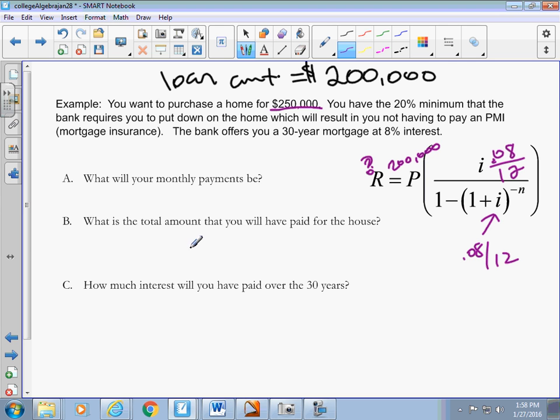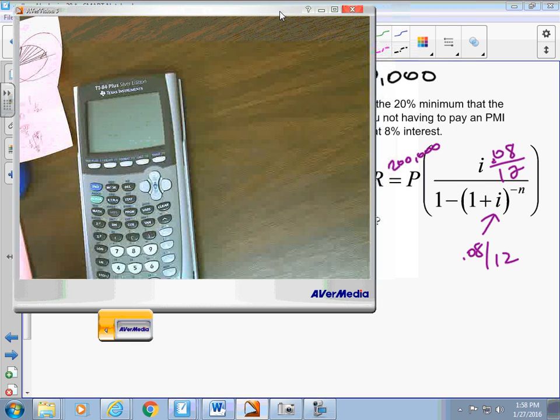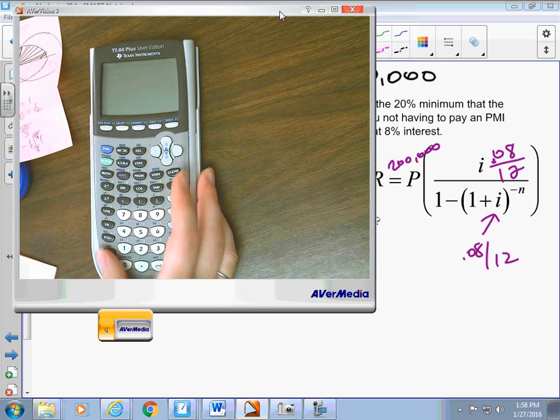What is N? Isn't it 12? Are you going to make 12 payments on this house? How many payments are you going to make? 12 for 30 years. So N is 360. So we're going to type that in the calculator. Pull out my calculator. Well, I said N is 360, but yes, in the formula it's negative.